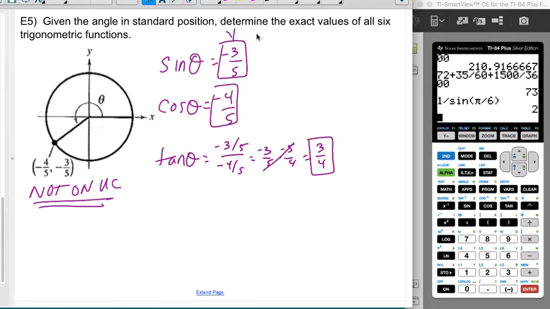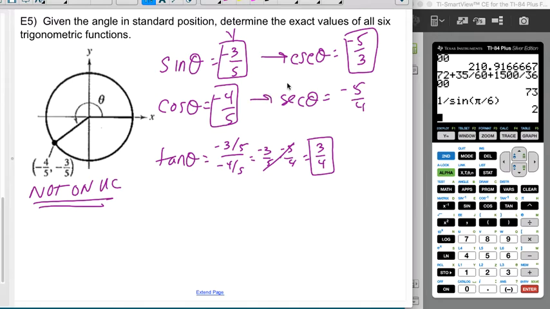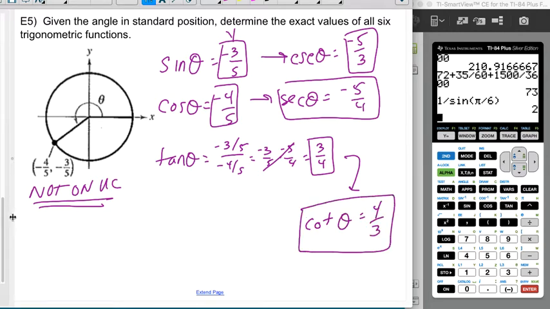So it makes more sense to do all of the work on the front end with those. The cosecant of theta is just going to be a -5/3. The secant of theta is just going to be a -5/4. And I ran out of room a little bit, but the cotangent of theta is going to be a 4/3. So again, it doesn't matter that it's not on the unit circle. I have this point. That's the point I would need.